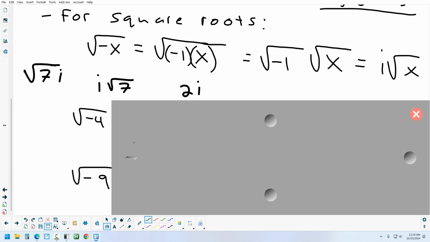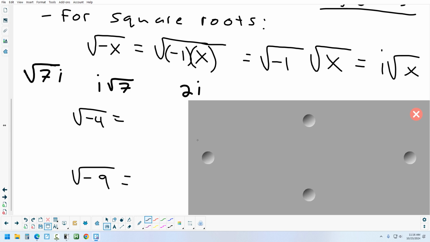So let's try this one. Square root of negative 4. Anyone think they know what that one's going to come out to? Yeah? 2i. Right. The i comes out, so you could think of it like this. But you don't need to leave it as the square root of 4 because that simplifies to 2. So you're left with an i and a 2. And the standard way to write that is 2i. How about the square root of negative 9?